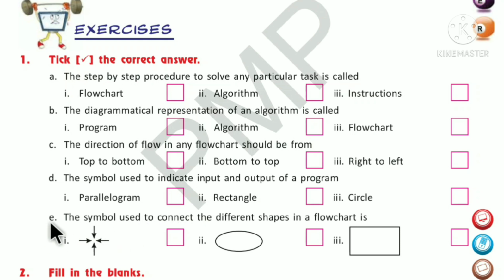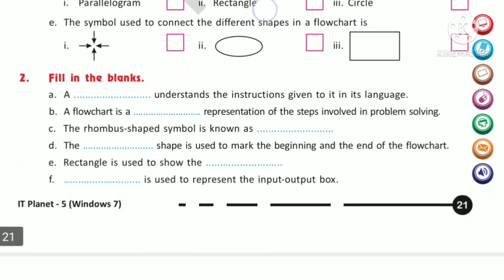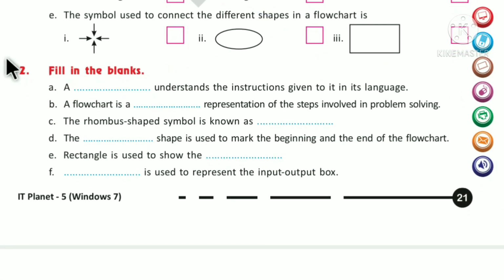And E. The symbol used to connect the different steps in a flowchart is, which is the symbol? Yes, this symbol used to connect the different shapes in a flowchart is this. Tick here. Now see the answers. Now to fill in the blanks.